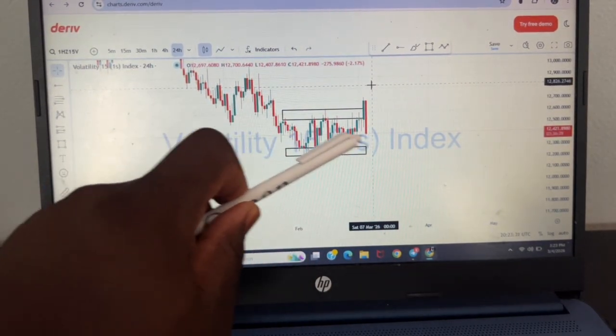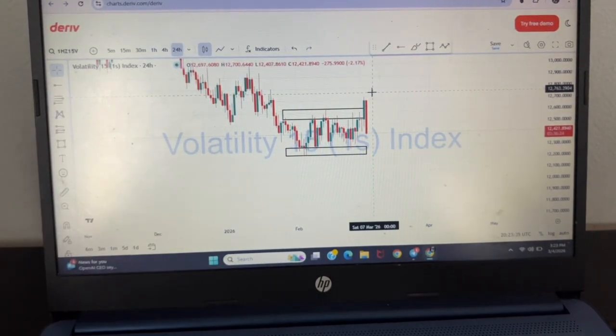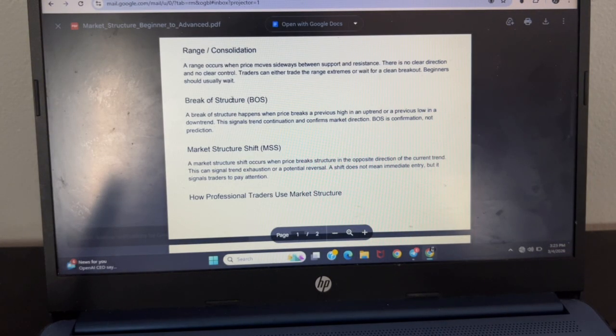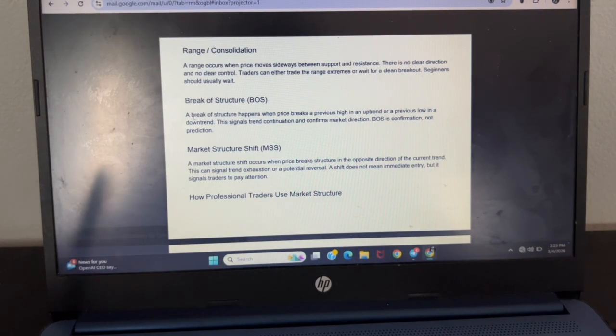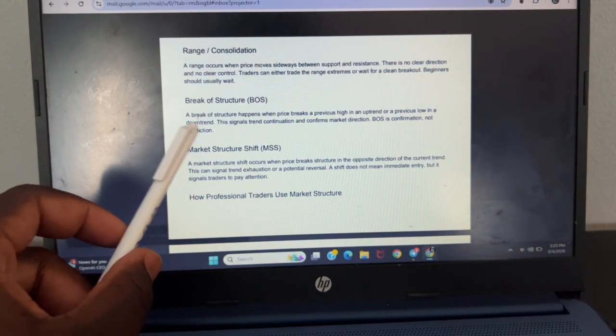But price is giving you this. That's a ranging market. That's a consolidation. In these markets, we don't trade consolidation. We don't do that. All right. So next one, we got the break of structure. As I was explaining, break of structure. Let me give you the example.